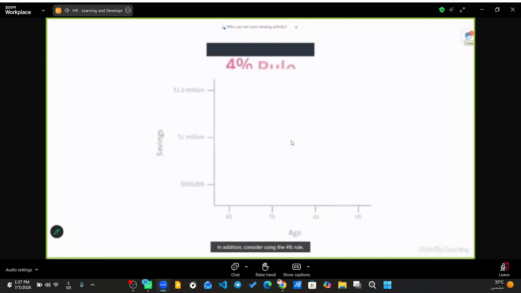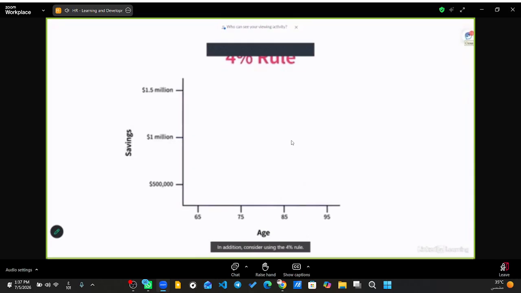In addition, consider using the 4% rule. The way this rule works is if you want to retire at the age of 65, withdraw only 4% of your total portfolio every year. If you do this, the value of your portfolio will remain significant over time, no matter how long you live. The value will fluctuate as market conditions rise and fall, but you won't run out of money.